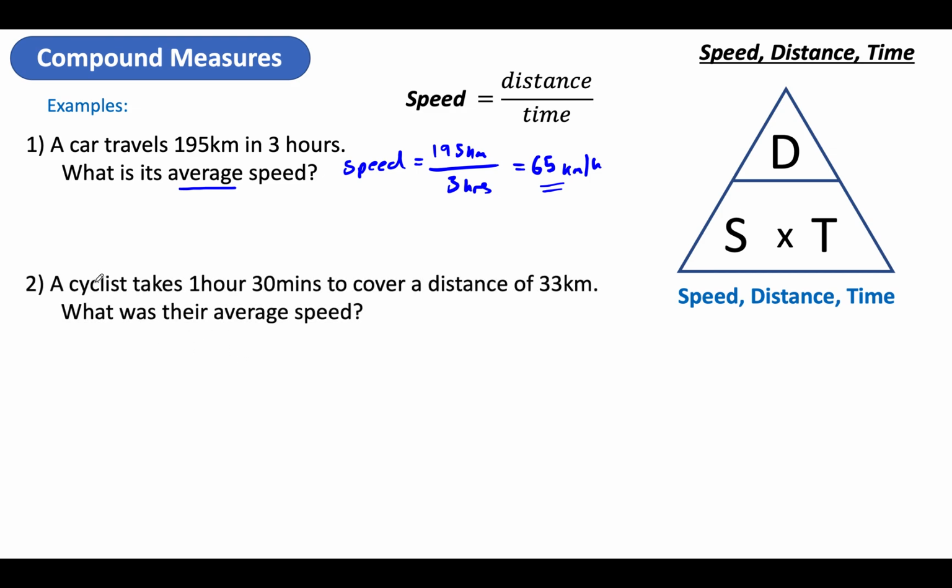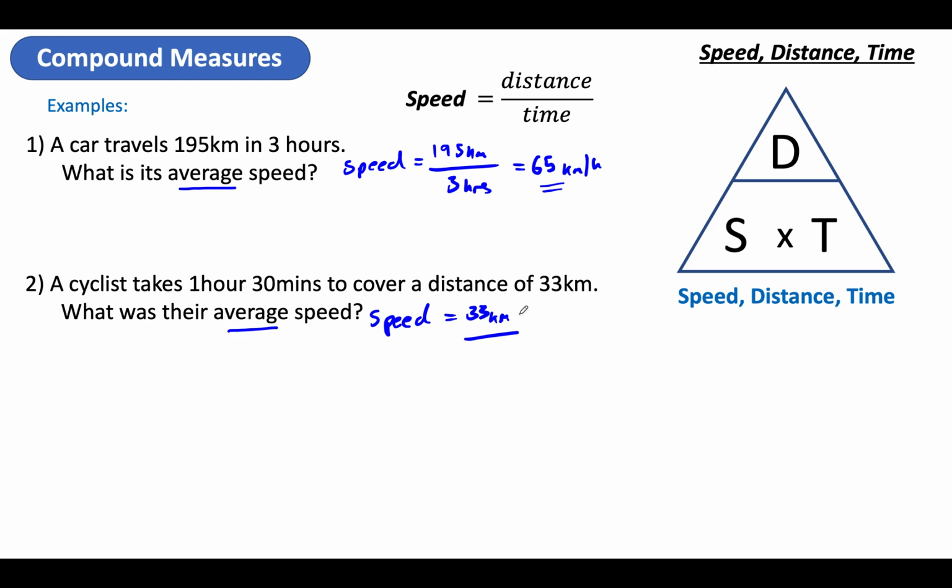Okay, what about this one then? A cyclist takes 1.5 hours, so 1 hour 30 minutes, to cover a distance of 33 kilometers. What was their average speed? It's the same thing. Speed is distance over time. What's my distance? It's 33 kilometers. But what's my time? I can't put 1.30 because it's not. I need to have it in either hours or minutes.